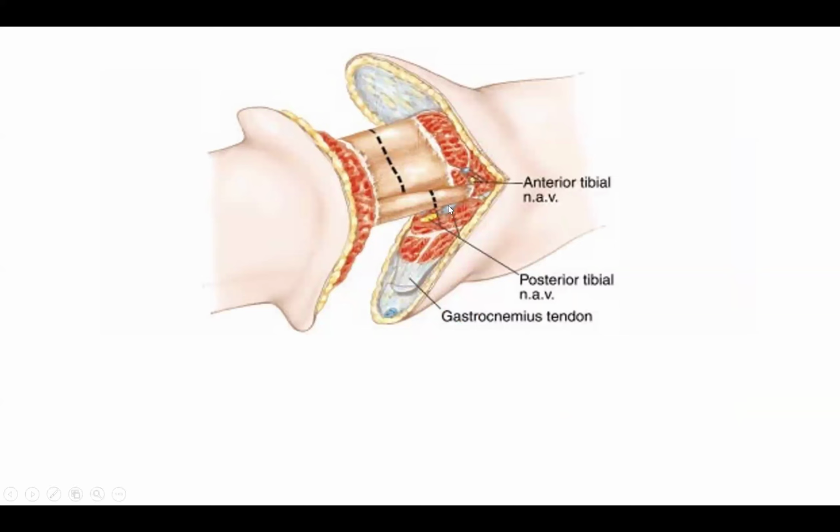In the below-knee amputation, we will be ligating the anterior tibial and posterior tibial, and these are the vessels. Is there one more? Usually these two only, sir.